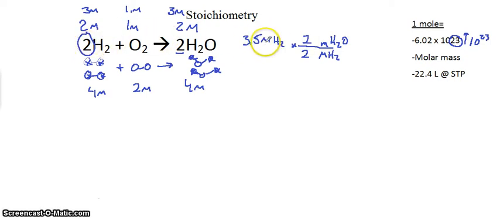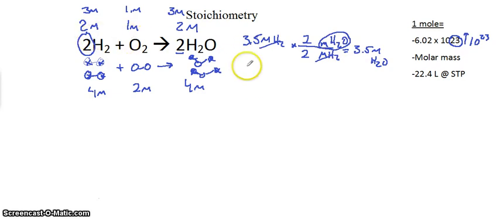So if I start with 3.5 moles of this, I'm going to get 3.5 moles of water as well. Again, that relationship holds because my moles of H2 cancels. My final units would be moles of H2O. I could also figure out how many moles of water I would need to react.